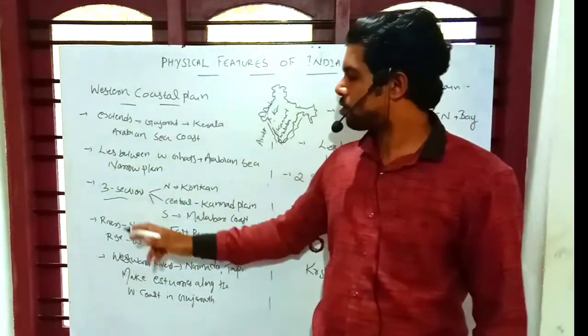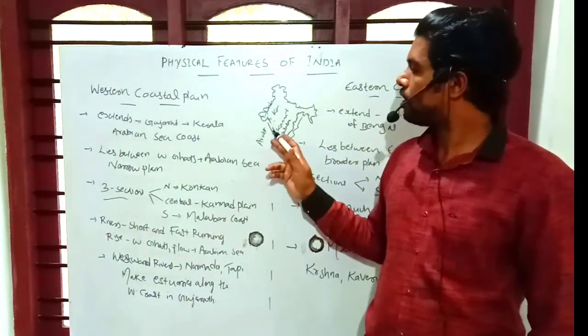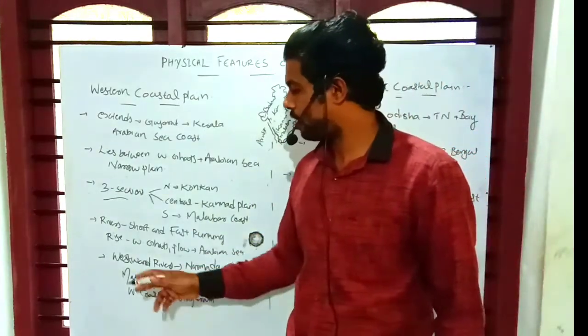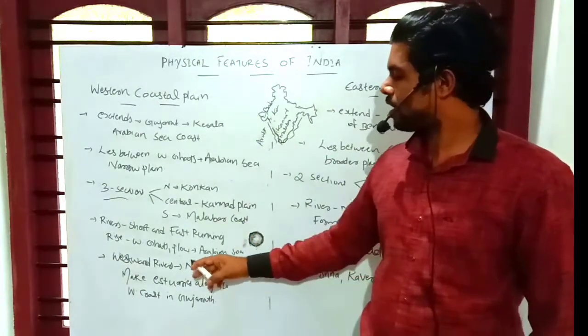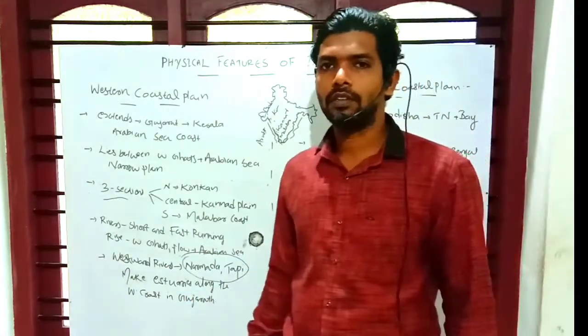Rivers of the western coastal plains are short and fast running rivers and finally lie to the Arabian Sea. They flow from the Western Ghats region. And the westward rivers in our India are the Narmada and Tapi. So, most important one. We can expect a one word question.